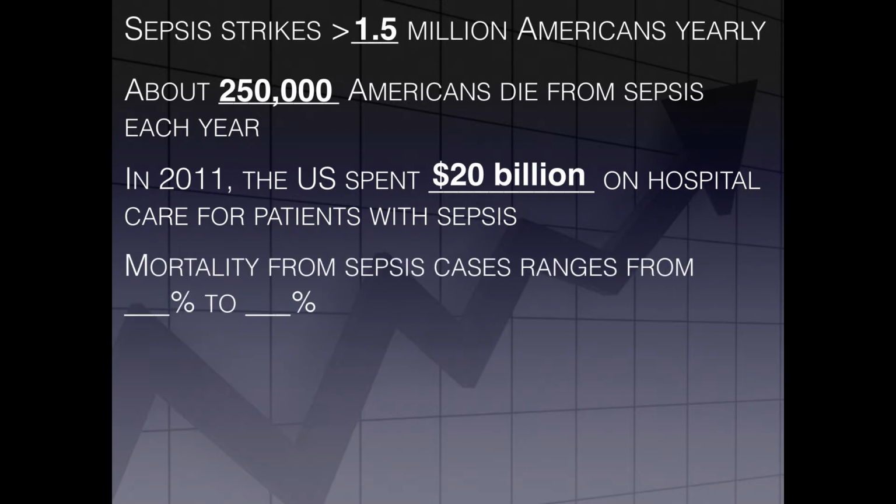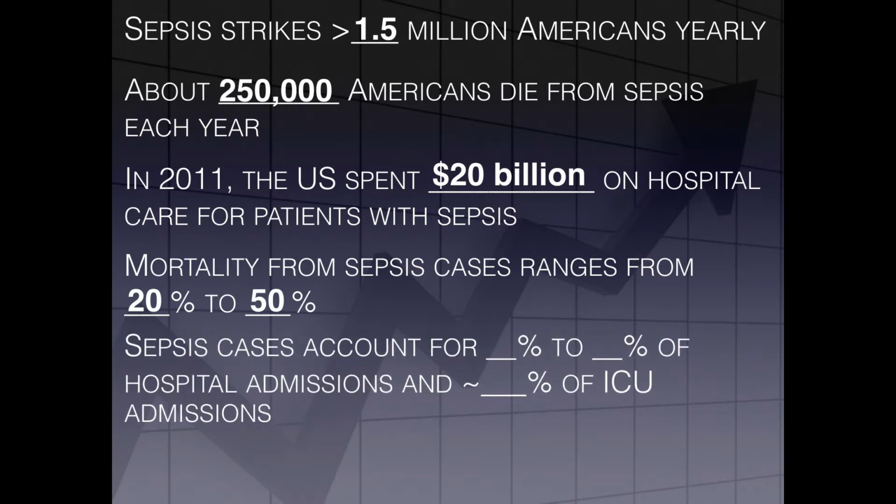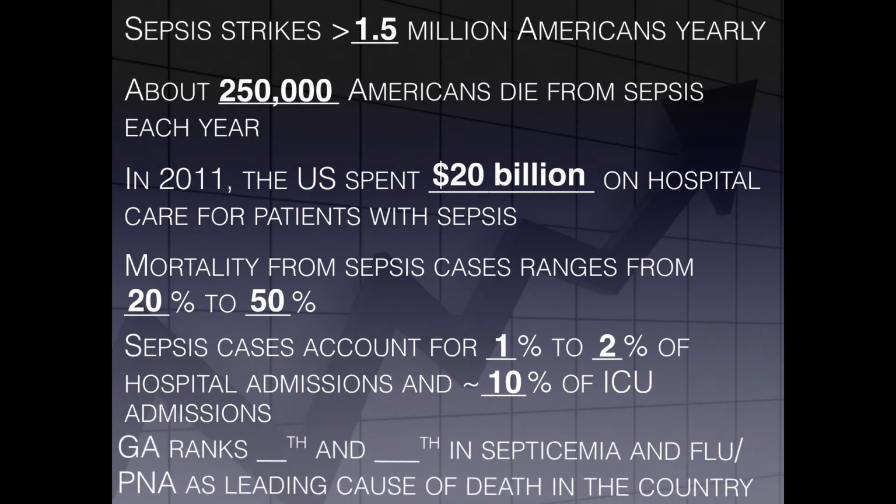Mortality from sepsis is what a lot of this lecture focuses on, and the mortality rate is huge. It's 20 to 50%, depending on whether it's sepsis, septic shock, or severe sepsis, which we'll talk about later. So that mortality has a huge range. In sepsis cases, it's a smaller number, only 1 to 2, depending on what you read, up to 5% of hospital admissions. But about 10% of your ICU admissions are going to be for sepsis.